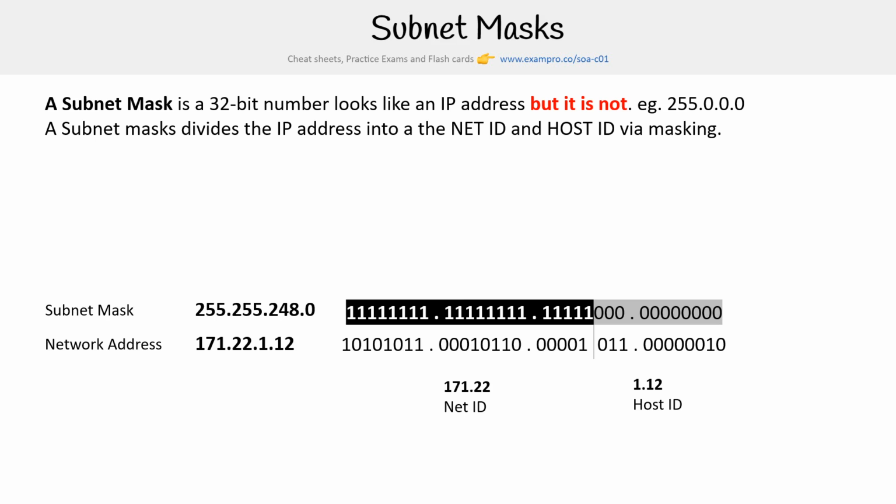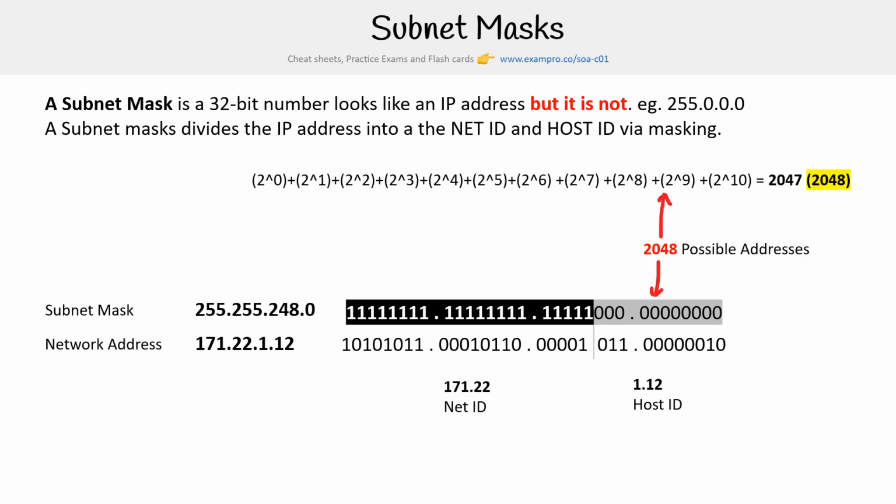If we wanted it to be there, we fill all the bits in the front with ones, and everything with zero is the other side of it. The ones are masking or covering that, so they can't be changed, and the zeros on the end can be flipped to determine our hosts. So if we flipped all those numbers, we have the possibility of 2,048 addresses.